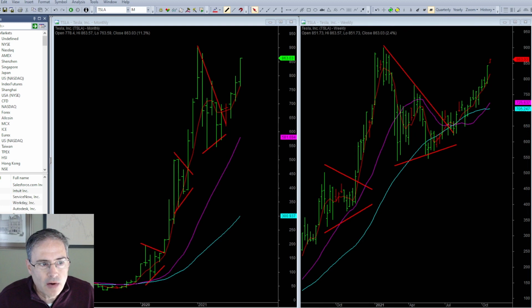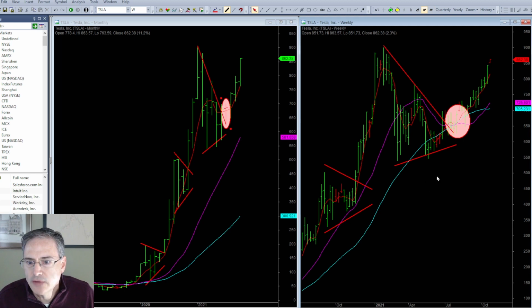So now I've got this pullback. I know I've got this NR7 bar here. And let me actually do this. I want to circle this so you can see it. And let me make this a little tighter. That's close enough. Okay, so the NR7 bar actually takes place after the inside bar.